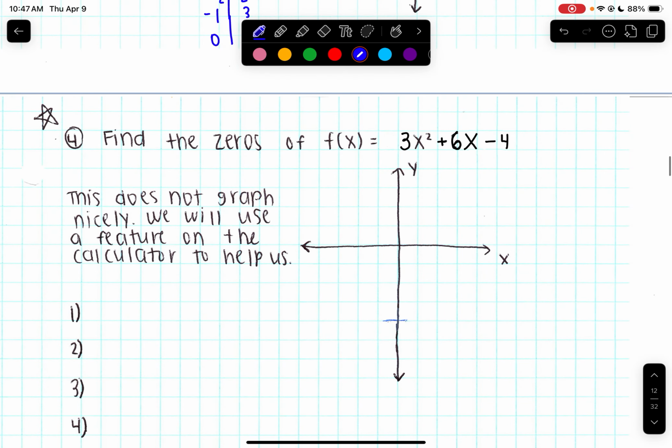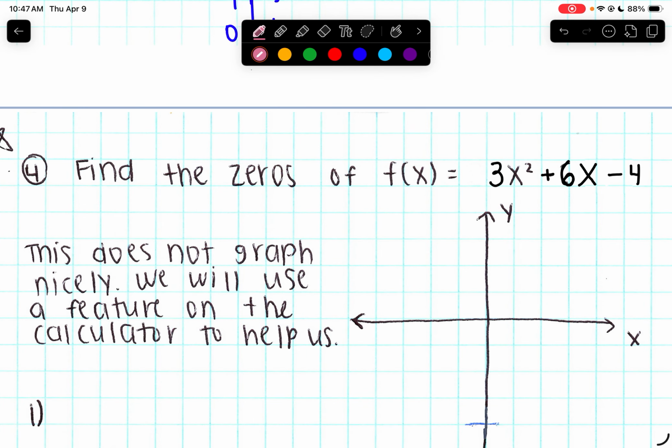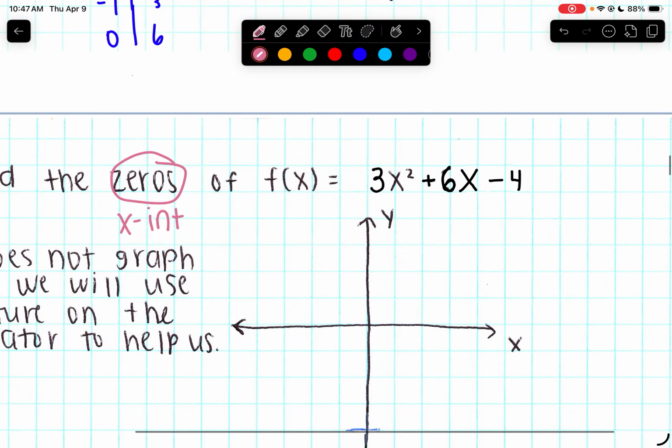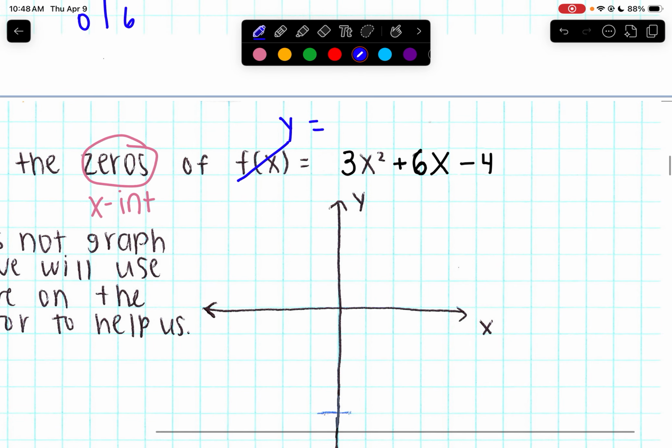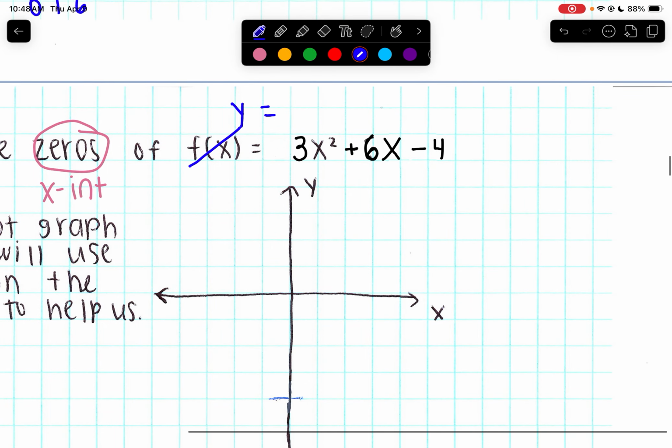All right. Now the next page is very similar, but you're going to notice that we have an issue, and obviously we don't know what that issue is until we actually start the problem. All right, so the first thing is we're going to find the zeros. Remember, a zero is just an x-intercept, so we're doing the exact same thing we've been doing. And remember, f of x is the same thing as y, so this is just an equation like we've normally seen. So I'm going to type that in the calculator. Y equals 3x squared plus 6x minus 4. And I'm going to pull up my table for that one.